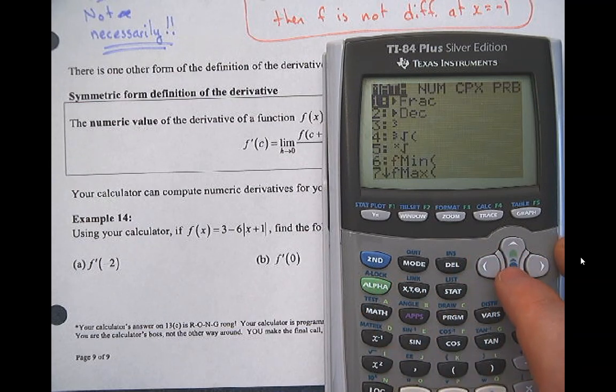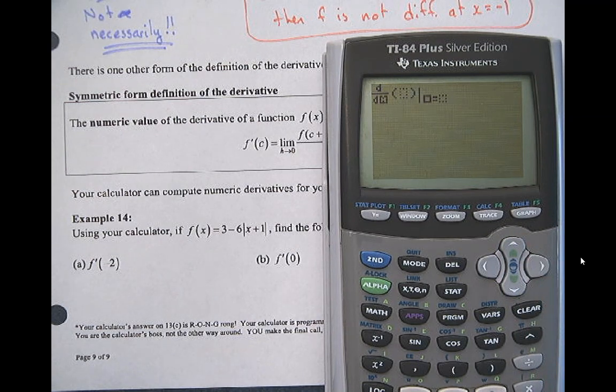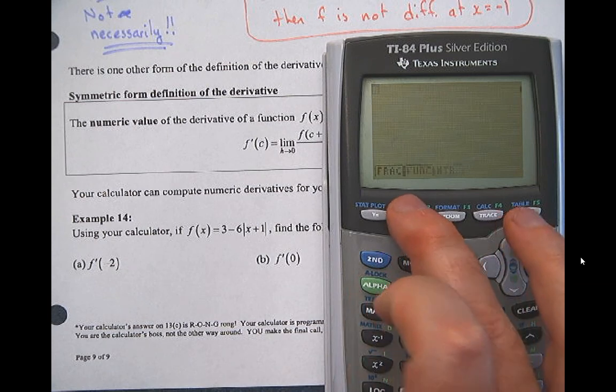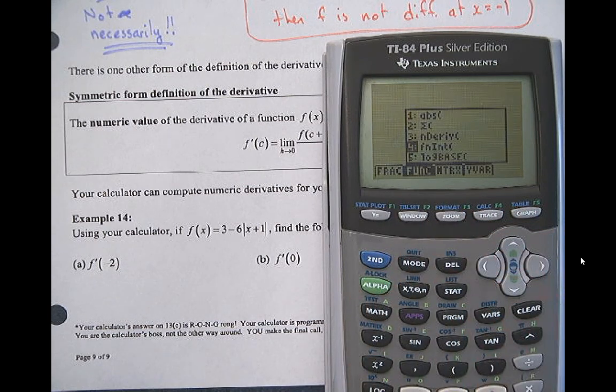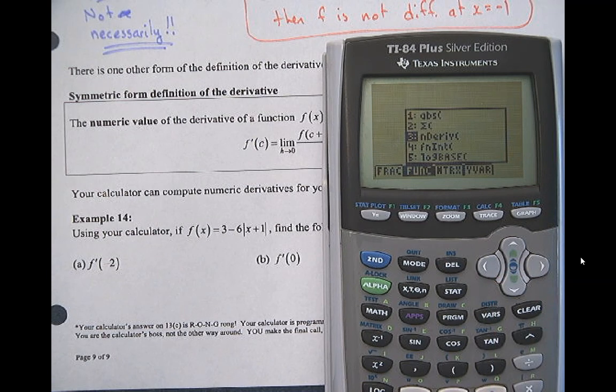Math, and then you keep going down until you see, there it is, nDeriv. It's going to bring this up, and I'll show you how to fill this in. Or you go Alpha F2, this is the one I like to use, and then Function, Integrate. No, dang it, I don't want to integrate, I want to derive. So nDeriv. I want to take the derivative.